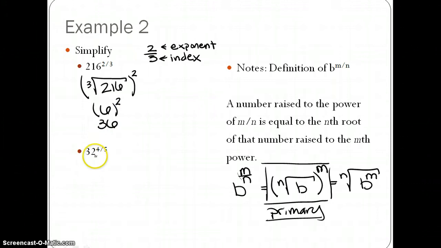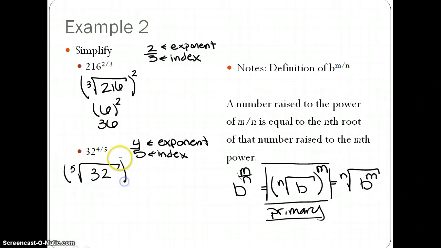So example 2 is 32 to the 4/5, and again we have 4 divided by 5. The 5 becomes the index, while the 4 stays the exponent. So that gives you the 5th root of 32, and then you're going to turn around and take that to the 4th. The 5th root of 32 is 2. 2 to the 4th is 16, and you would be done with that question.